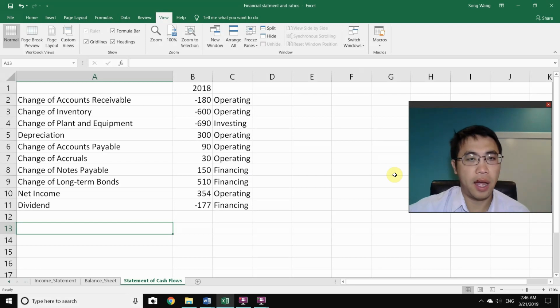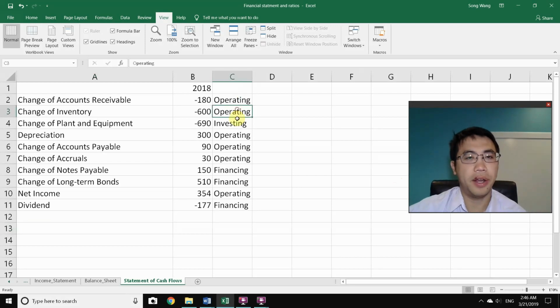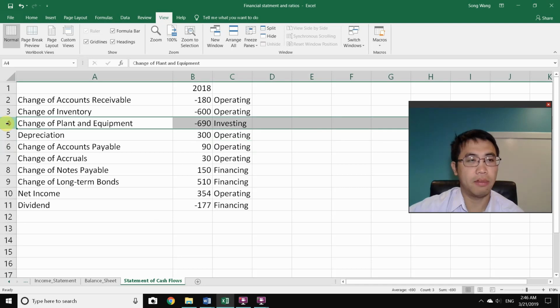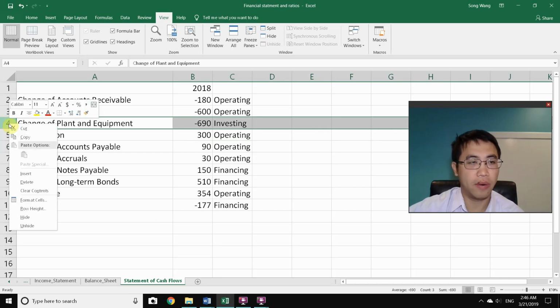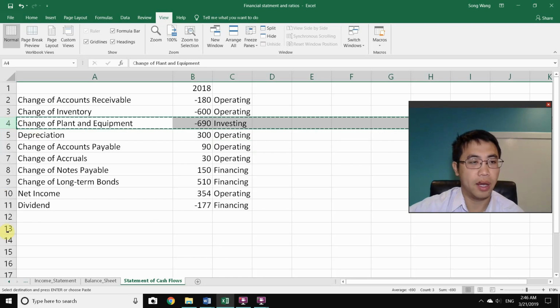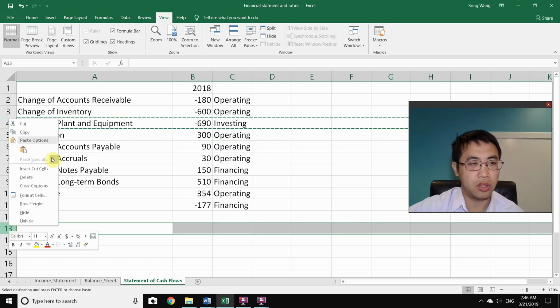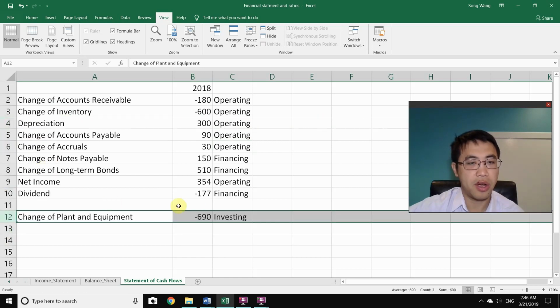Okay, so now after marking these items into three kinds of cash flow activities, I'm going to organize the rows a little bit. This is really an Excel operation. I'm going to put them all together based on their categories. So right here I have a change of plant equipment. I'm going to right click on the row number, and then I will cut it. And I'm going to insert the cut cell underneath.